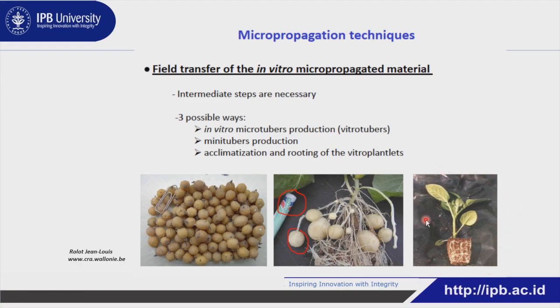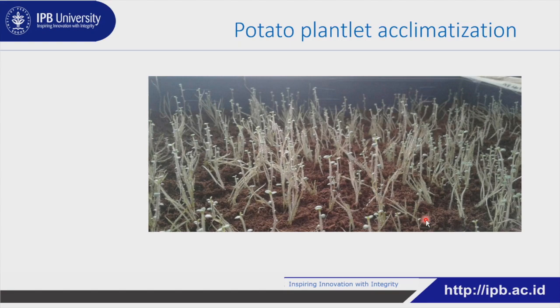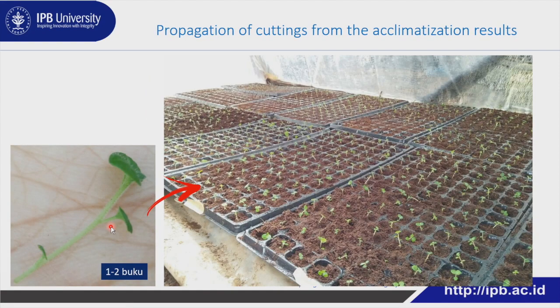So this is the process of acclimatization. We put the plantlet in the media like this, and after that, the plant will adapt and produce roots, and it will grow like this. It will produce the node like this. And we can do cutting ex vivo, so it's not in vitro anymore.